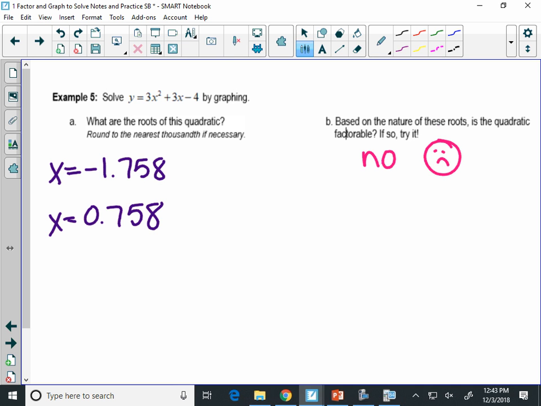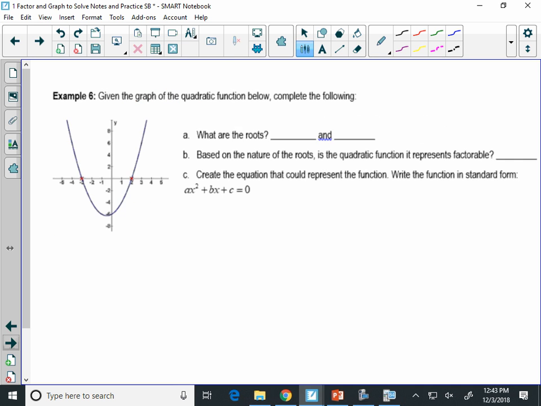Now, let's talk about the bottom here. We'll get more practice doing graphing in a minute. I'm going to give you the graph here. What are the roots of this graph in example 6? Negative 3 and positive 2. Based on the nature of those roots, could you factor whatever the equation of the quadratic is? Probably. Yes. Because these are rational, then yeah, you could factor this if I gave you the equation. So we're going to come up with the equation for that quadratic only by knowing the X-intercepts.